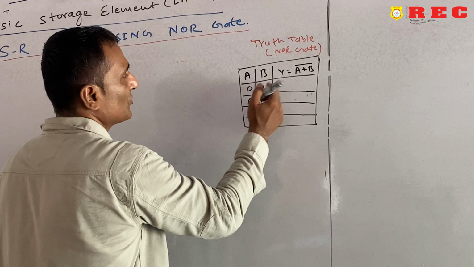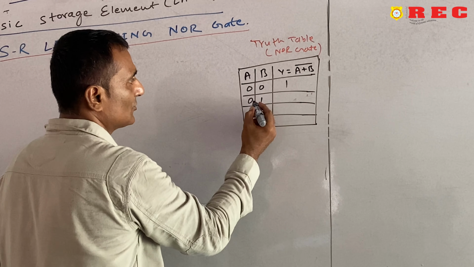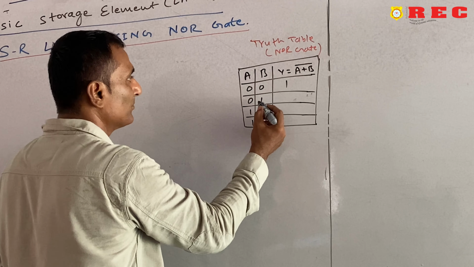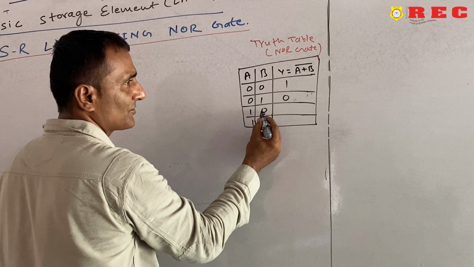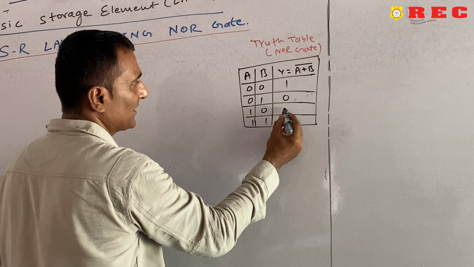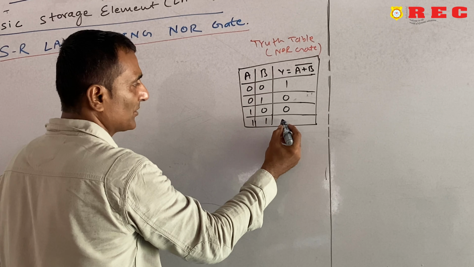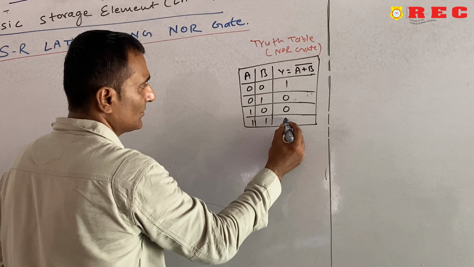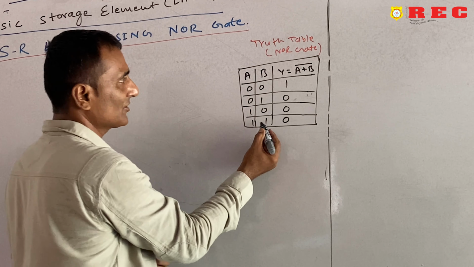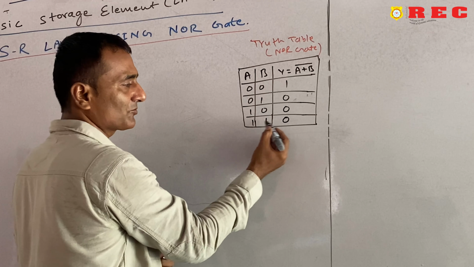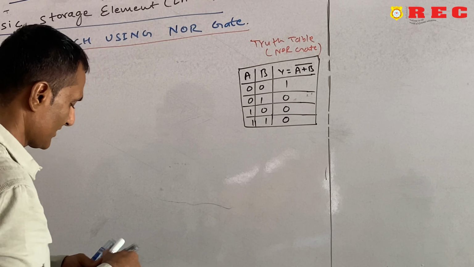So, the output for 0 0: 0 plus 0 is equal to 0 and the complement is equal to 1. 0 plus 1 is equal to 1 and the complement of 1 is equal to 0. 1 plus 0 is equal to 1 and the complement of 1 is 0. 1 plus 1 is equal to 1 and the complement of 1 is equal to 0. Here you must know this 1 means on, logically we are using it. So, do not be confused that 1 plus 1 is equal to 10, that is 2. So, this is the truth table of NOR gate.